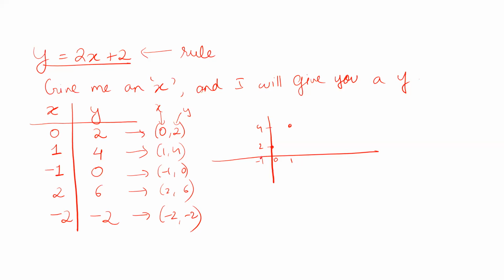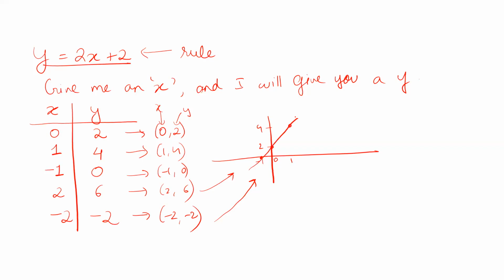-1, 0 will be here, right? So you see what I'm saying, right? Then you have 2, 6, you have -2, -2. You just put these in, right? You just plot these points, and then you draw a line that goes through those points. Does that make sense?